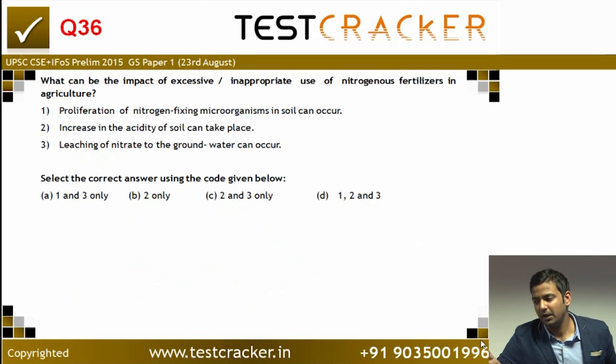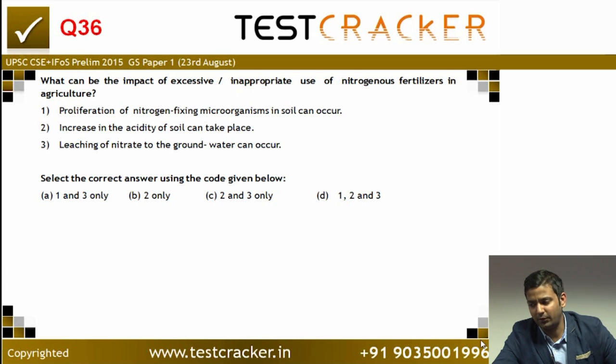Right. Now, statement 36, easy question to answer. Impact of excessive or inappropriate use of nitrogenous fertilizers in agriculture. Statement 1 is talking about benefit, proliferation of nitrogen fixing microorganisms in soil. It's a benefit. You can disregard it immediately, and you can go to 2, increase in acidity of soil. 3 is leaching of nitrate to the groundwater, which means ruining groundwater or infecting groundwater, and you know this is a problem with regards to excessive use of nitrogenous fertilizers.